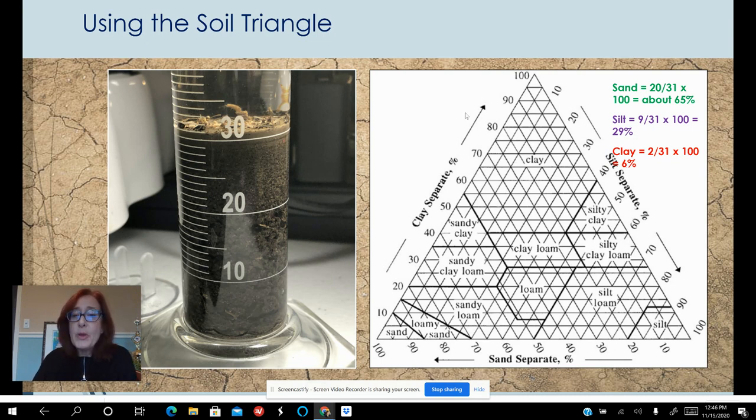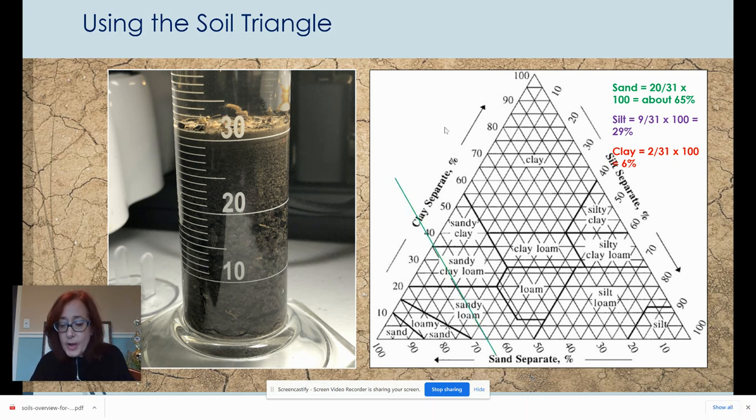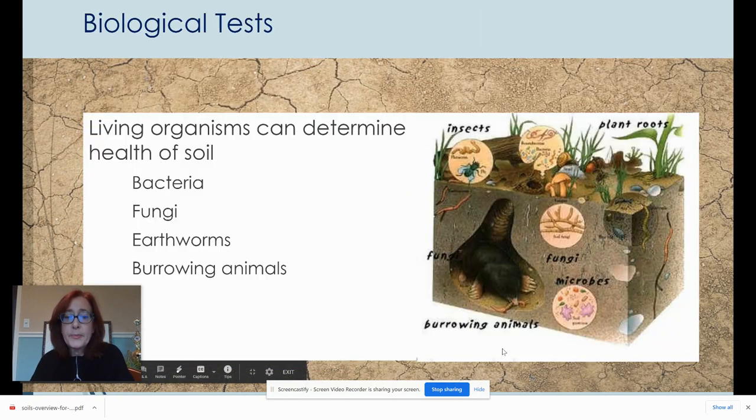And then once you get those measurements, you take your soil triangle and you start to measure, put the lines. So here we have the sand, which is in the green, which is 65. We have the silt, which is the purple, which is 29%. And then we have the clay. The clay is 6%. We draw our lines, and the dot is where it is. And so you can see that it is sandy loam.